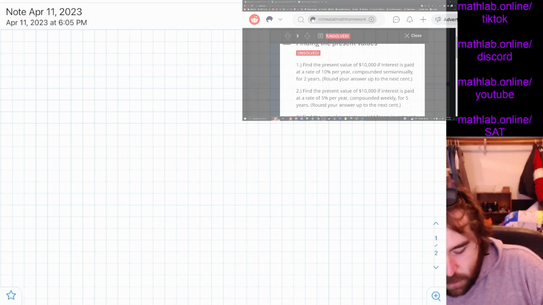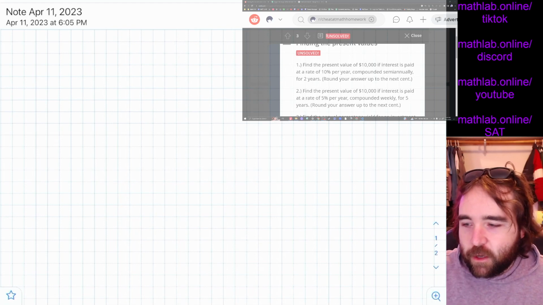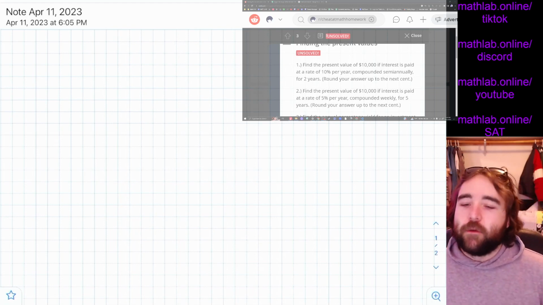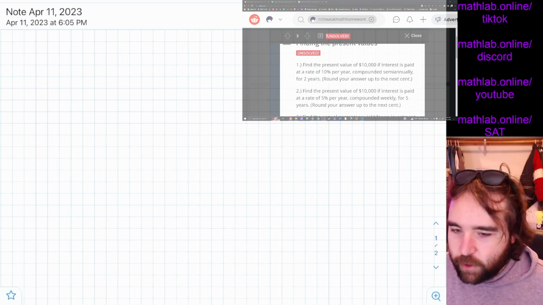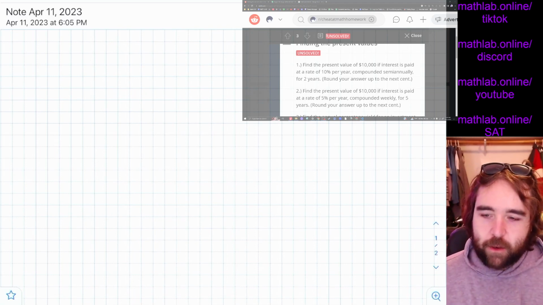All right, we're gonna do your problems first. Find the present value of $10,000 if interest is paid at 10% compounded semi-annually, twice a year, for 2 years. Round to the nearest cent. So this is basically a formula that you need to know.